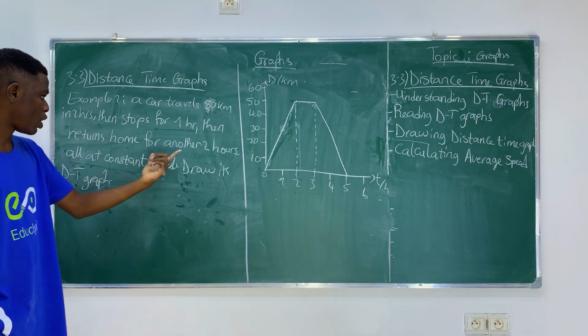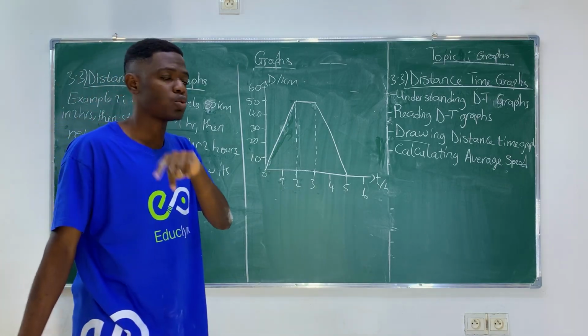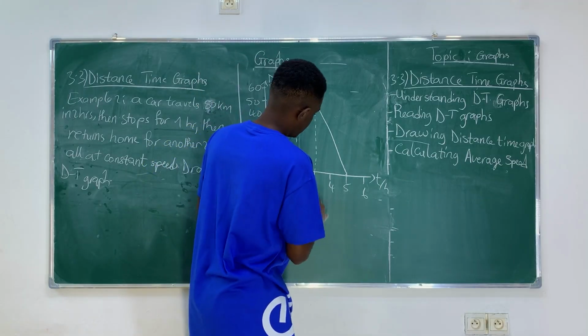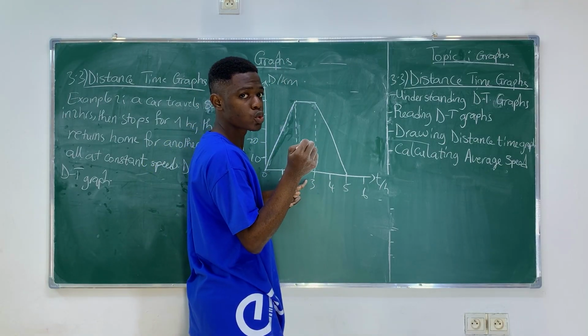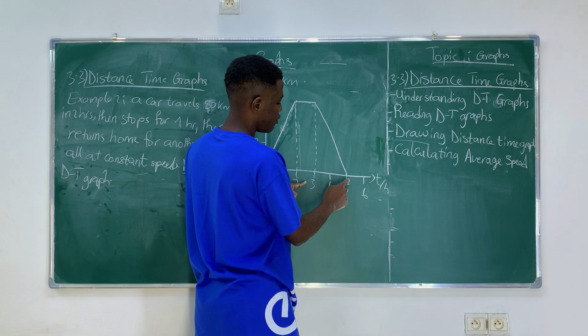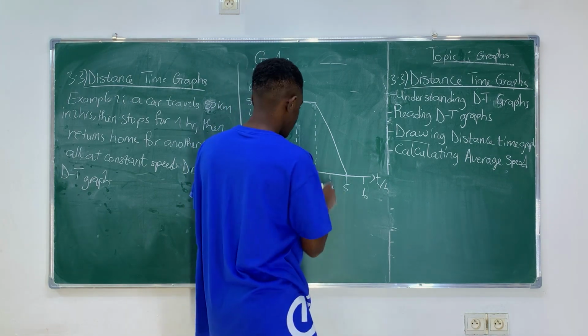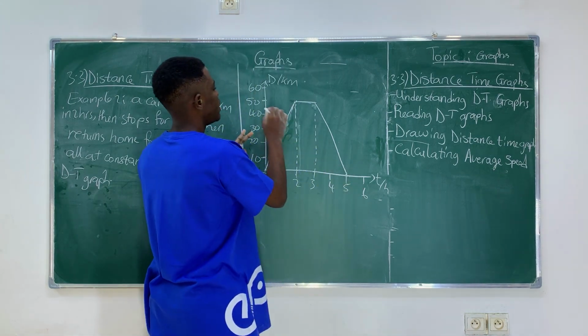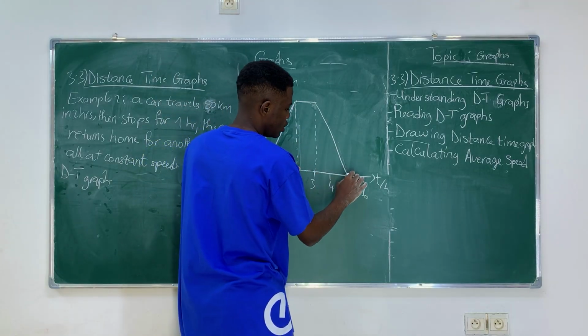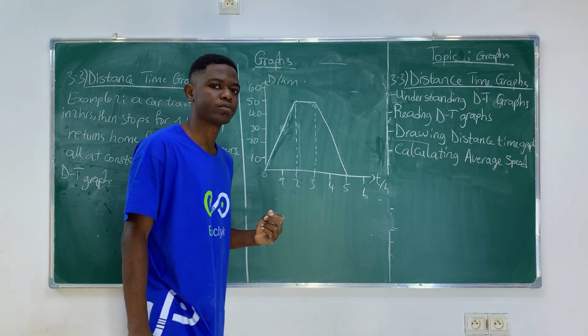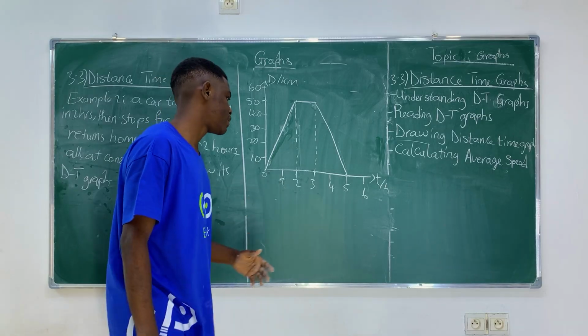Then it returns, coming for another 2 hours. It took 2 hours again to return home. So 3 plus 2 is 5. So at hour 5, it is back home. So it goes from 50 back to 0 at hour 5. That is it.